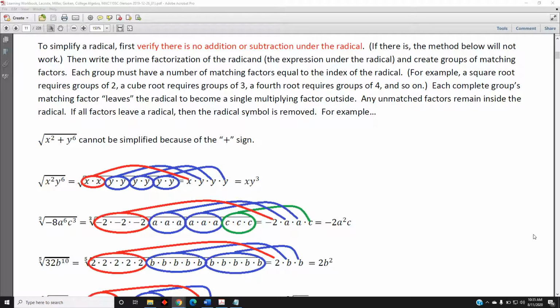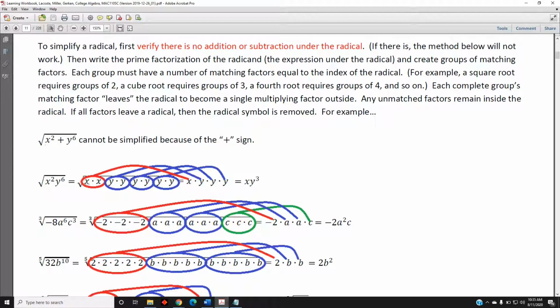For example, the square root of the sum x squared plus y to the sixth cannot be simplified because of the plus sign. But the square root of x squared times y to the sixth can. First, write the prime factorization of the radicand.